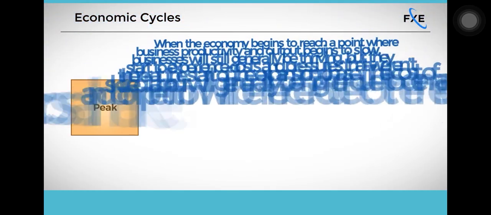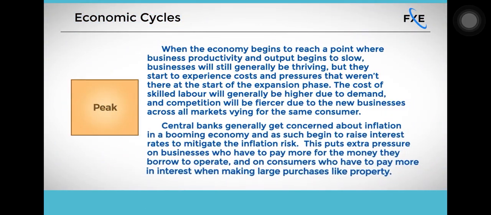The next phase of the cycle is peak. When the economy begins to reach a point where business productivity and output begins to slow, businesses will still generally be thriving, but they start to experience costs and pressures that weren't there at the start of the expansion phase. The cost of skilled labour will generally be higher due to demand, and competition will be fiercer due to the new businesses across all markets vying for the same customer.